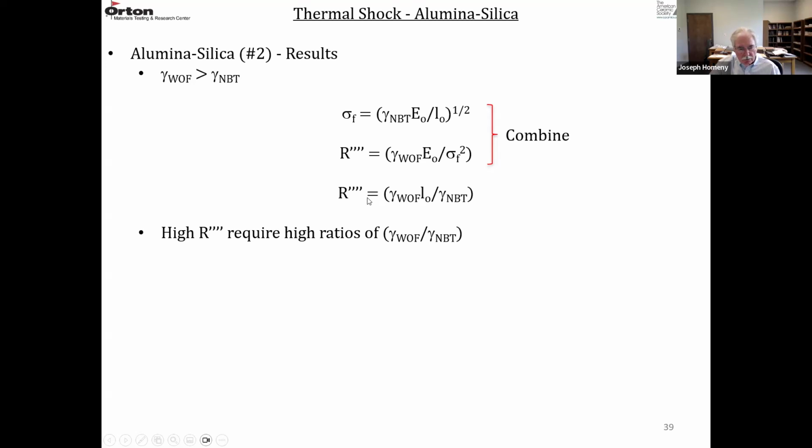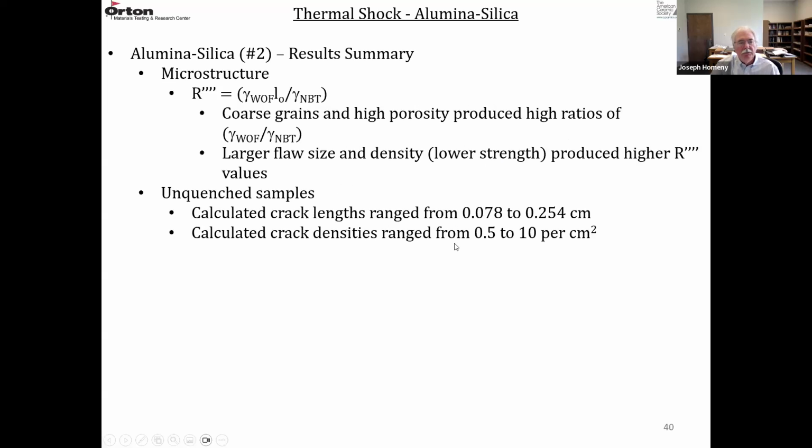I don't think the R4 prime calculations worked out very well. They didn't show it, but this ratio, which is related to R4 prime, tends to work out. So the higher the R4 prime, the higher the ratio of the work of fracture to the gamma NBT.